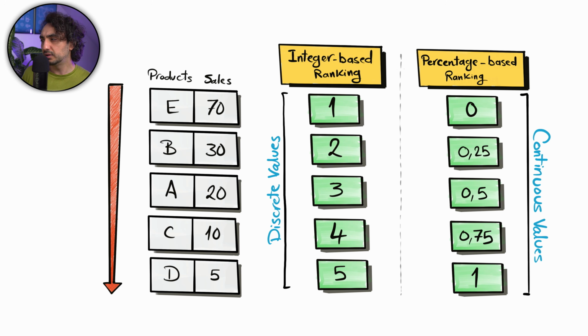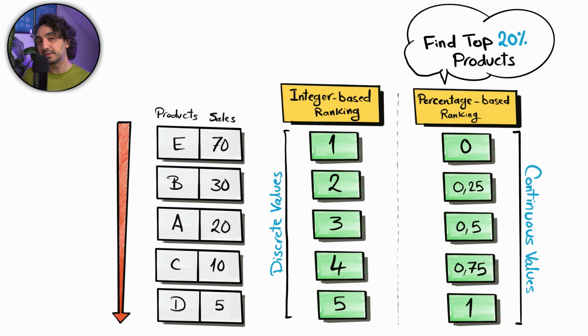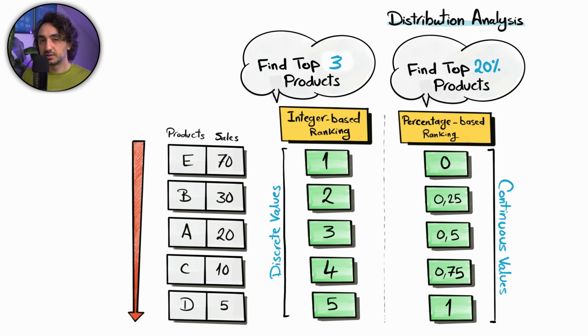So now the question is when to use which method. So for example, for the percentage-based ranking, it is great to answer such questions. Find the top 20% products based on their sales. So this method is a great way in order to understand the contributions of data values to the overall total. And we call this kind of analysis a distribution analysis, where on the other hand, in the integer-based ranking, we can answer questions like find the top 3 products. So with this question, we are not interested about the contributions of each product to the overall total. We are just interested in the position of the value within a list. So this is as well very commonly used analysis in reporting. We call it top-bottom analysis.